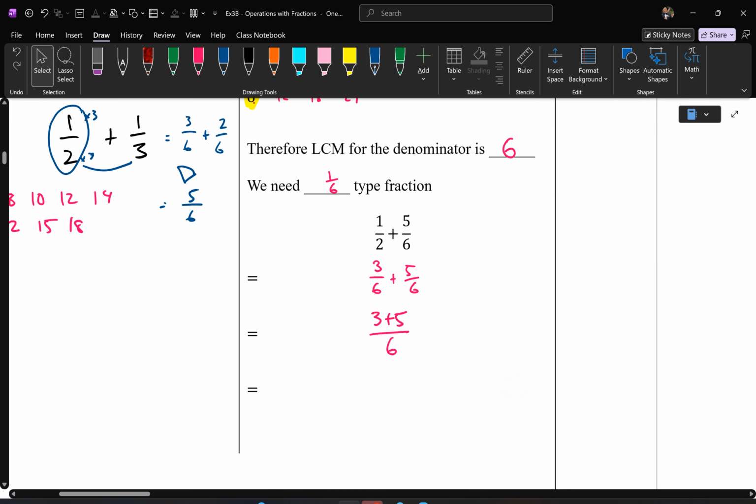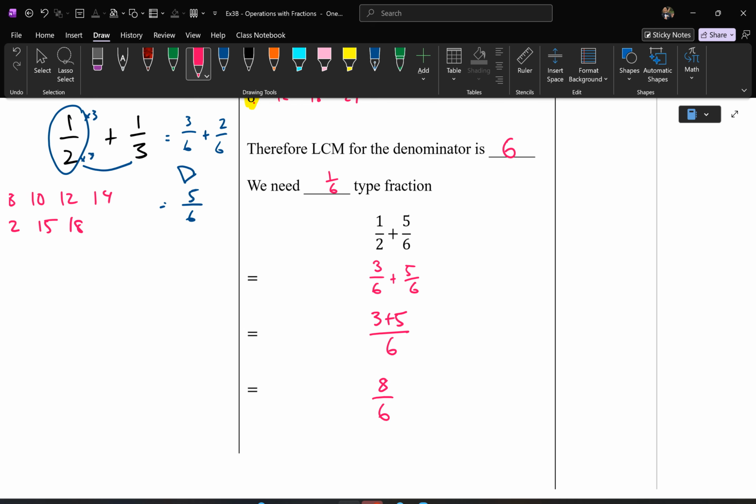Notice my layout. I want you to copy my layout. See how I'm laying it out? So I went from, this is the question. I changed the denominators, equivalent fractions, to make sure the denominators are the same. So they're the same type of fractions. Then what I did in the next line is I'm showing you what I did.